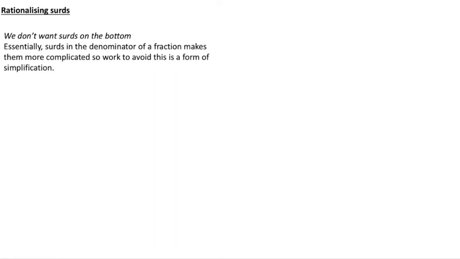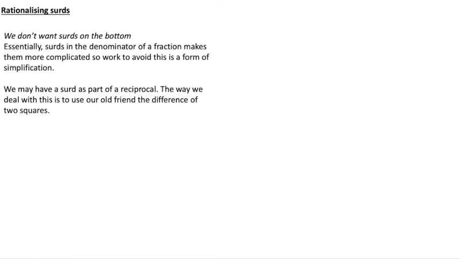Okay, I've already mentioned that we don't want surds on the bottom, and we've dealt with the situation where we just have a surd on its own, or a square root on its own, on the bottom. But having surds in the denominator, as I mentioned, makes them more complicated to work out, and so we try to avoid this. And we may have a surd as part of a reciprocal.